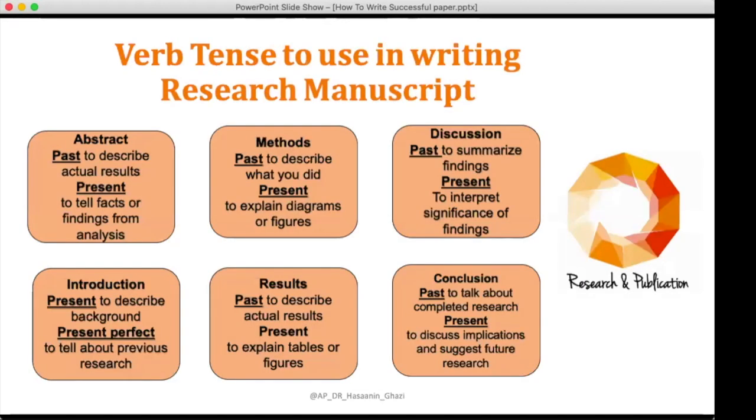Okay, this is the verb tense to be used in writing the research manuscript. For the abstract, we use past tense to describe actual results, and present to tell facts or findings from analysis. For the introduction, we use present to describe background and present perfect to tell about previous research. In the methods, we use past to describe what we did, like the data collection, and present to explain diagrams and figures. In the results, past to describe actual results, and present to explain tables and figures.